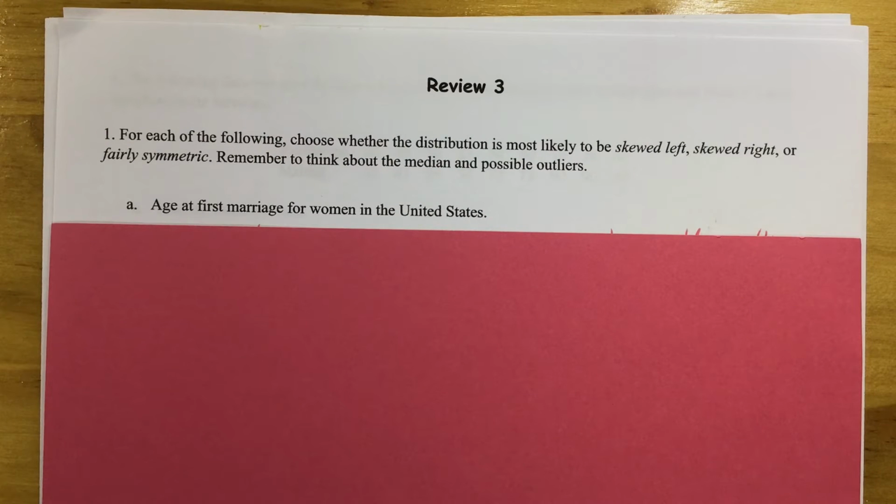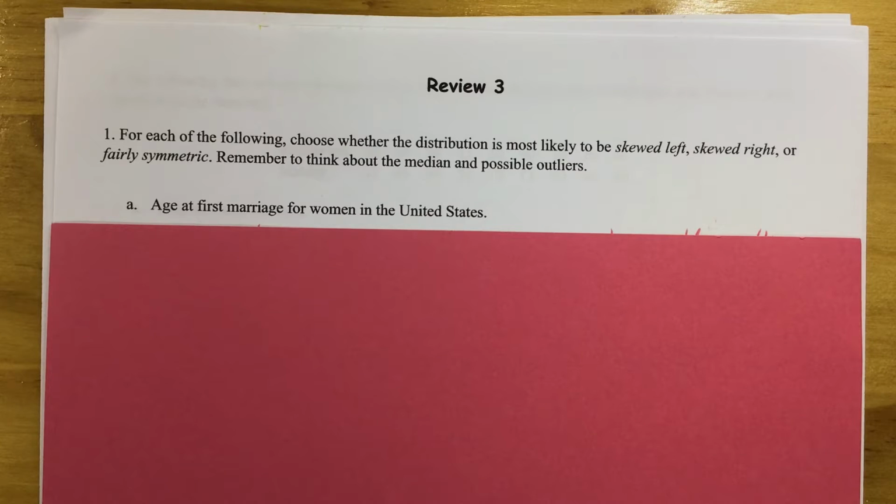In review 3, we're going to be looking at two different things. From chapter 6, we'll take a look at distributions, and from chapter 7, we'll be taking a look at probability. With distributions, there were three main things that we were looking at. That would be the shape, the center, and the spread of it.